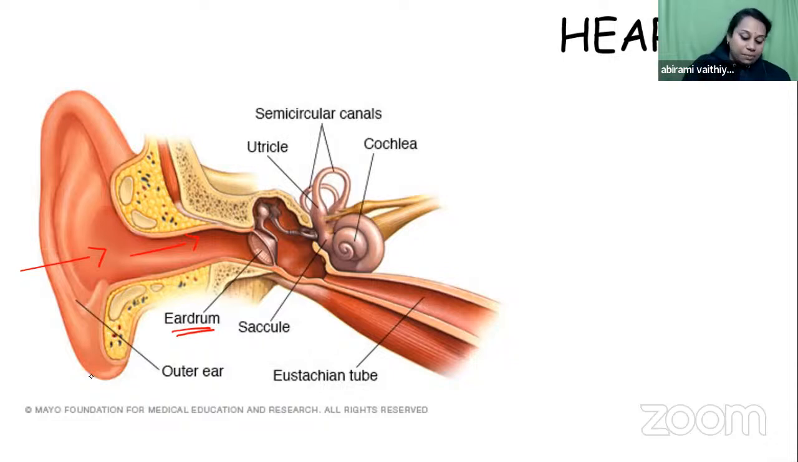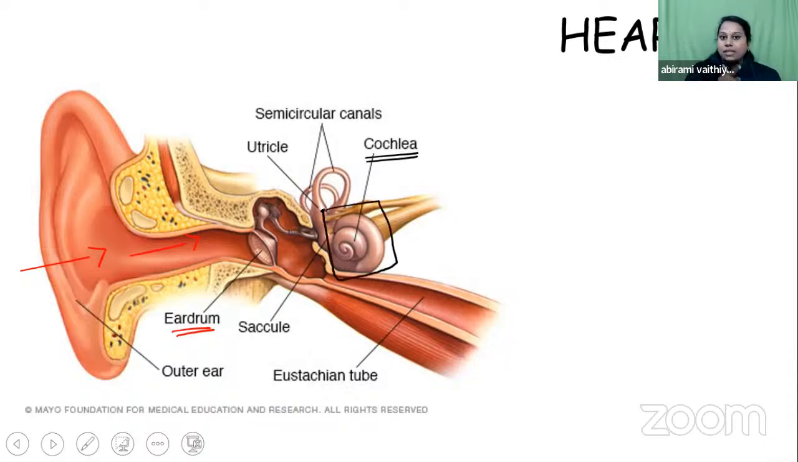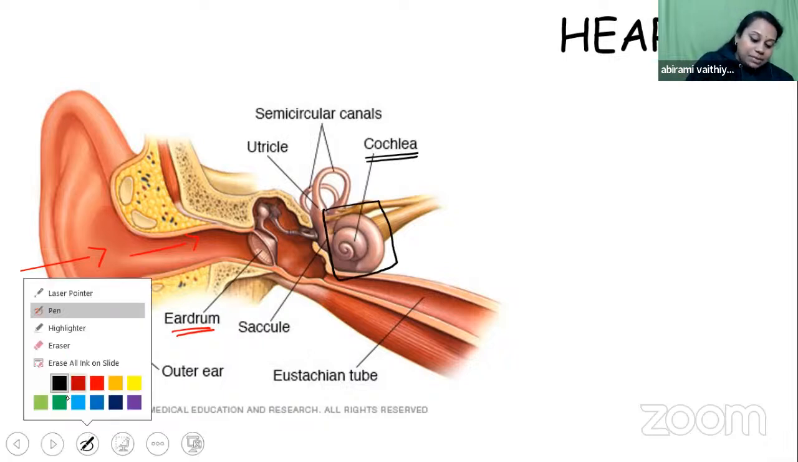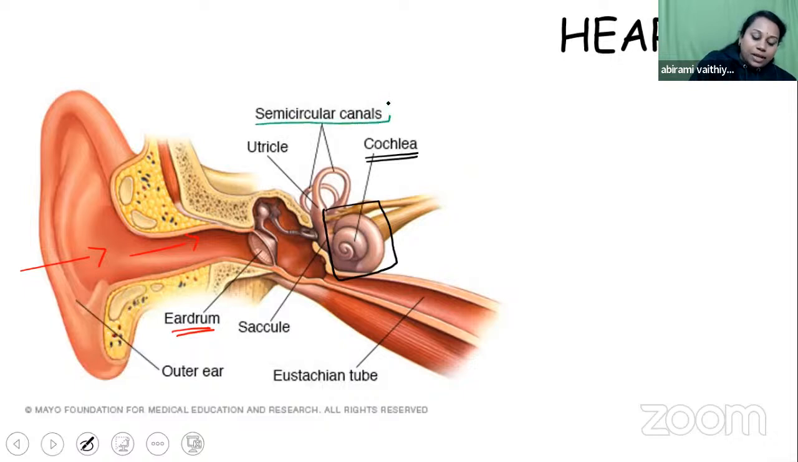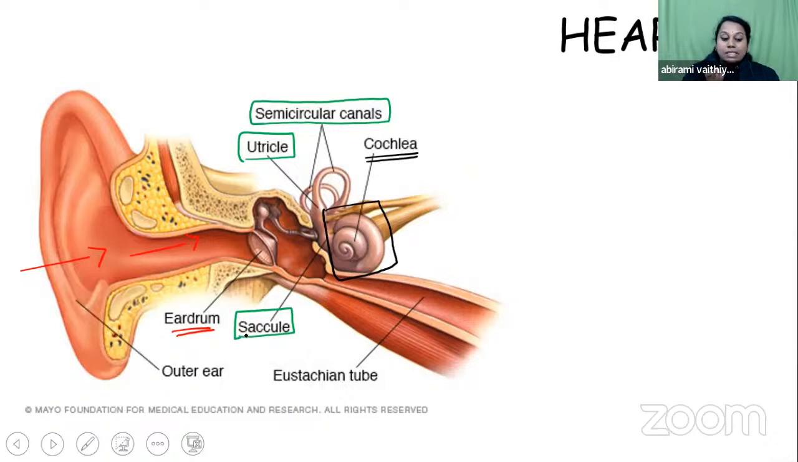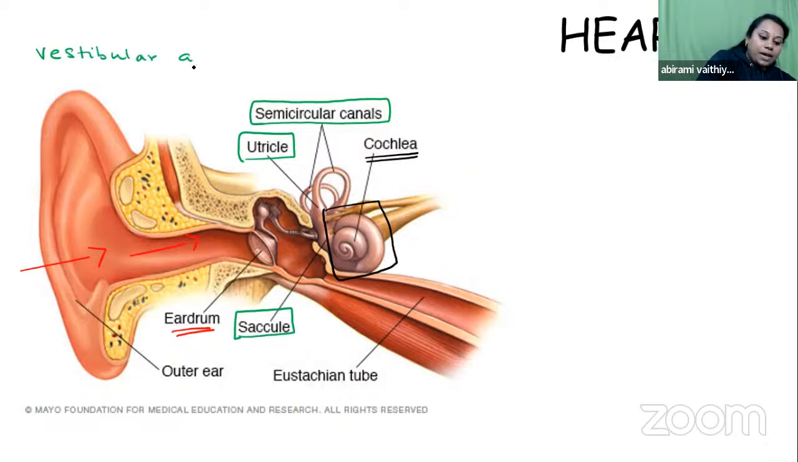What is the inner ear made up of? Inner ear is made up of the cochlea, the round and round spiral, snail-like structure that you see, that is called the cochlea. And the inner ear also has semicircular canals in it. So I'll shade that in green now. Semicircular canals, utricle and saccule. Together, you call them the vestibular apparatus.